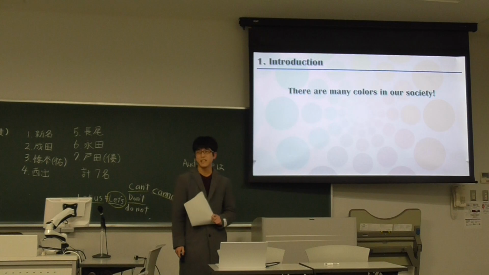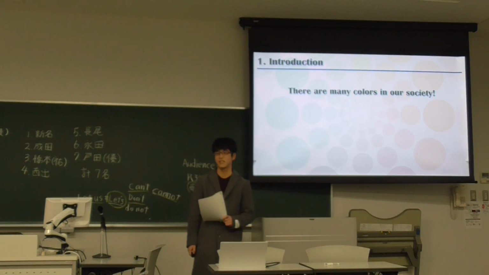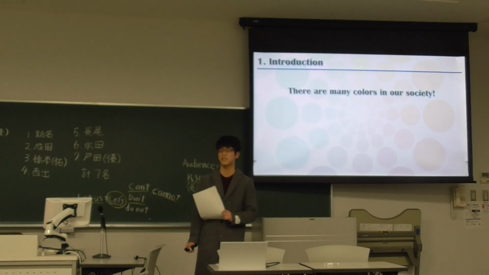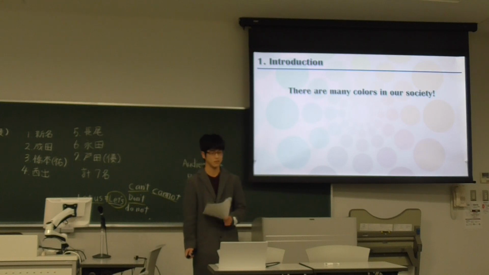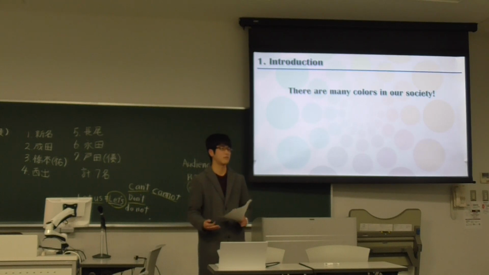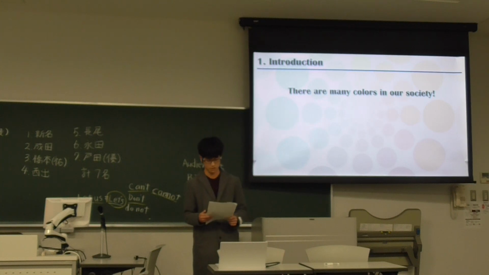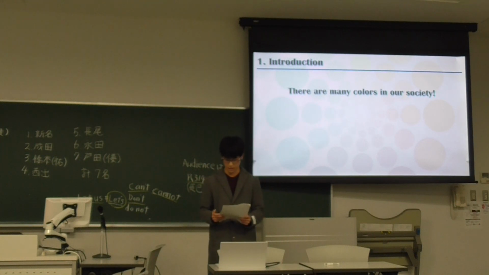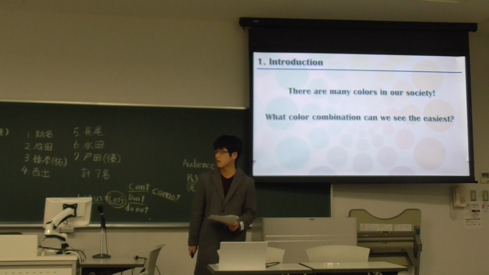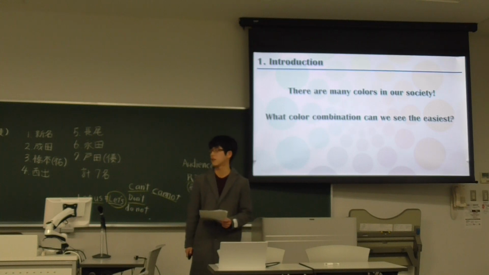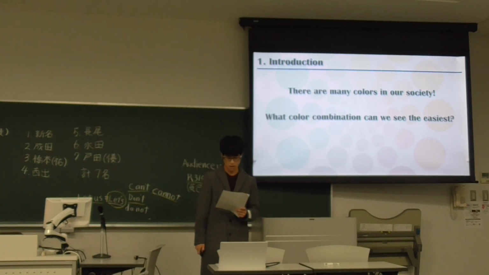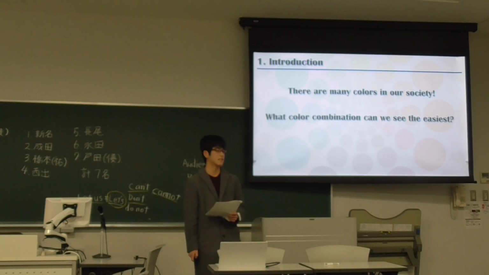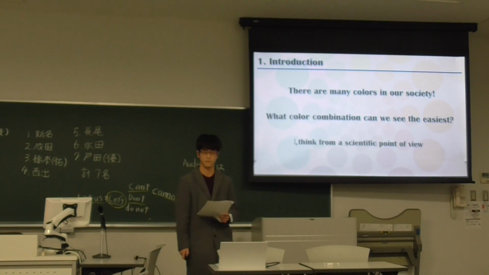In our society, there are many colors on the street, at the station, in the map, and so on. All of them tell us a lot of information by using various colors. So we need to be careful of the combination of the color. Then, what color combination can we identify the easiest? I researched about it from a scientific point of view.